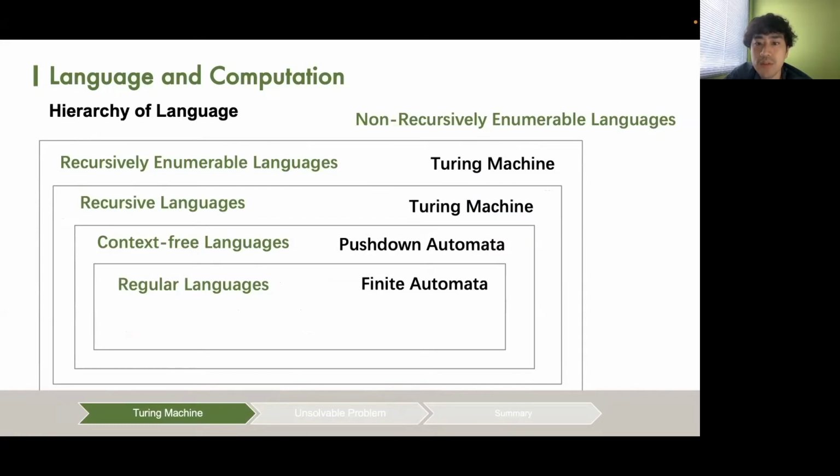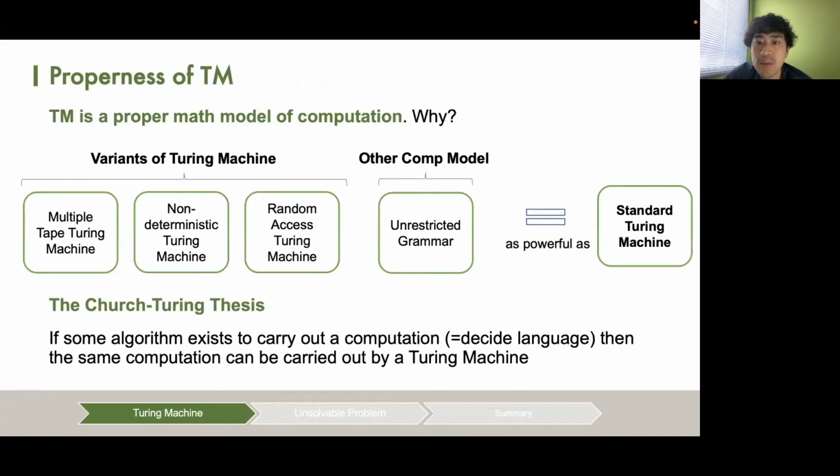Also, the corresponding recognizer is essential too, since they give you a computational model for each language. On top of that, please note that even recursively enumerable language cannot represent all of the possible languages. So next, let's talk about the properties of Turing machine for computational model. Even though there are some languages that Turing machine cannot represent, we argue that the Turing machine is a proper model of computation. Why is that?